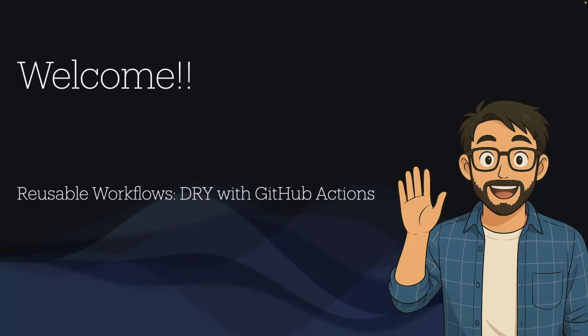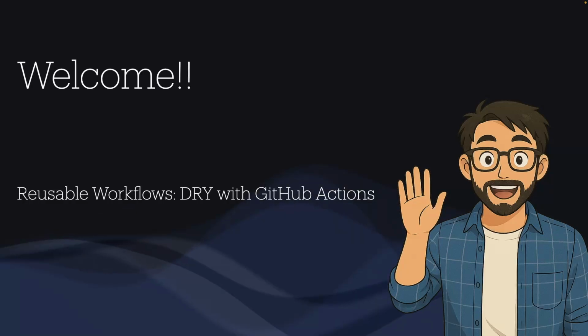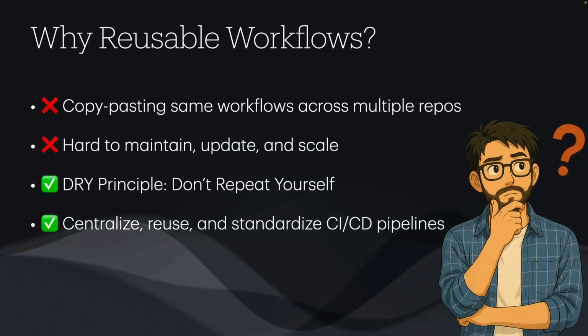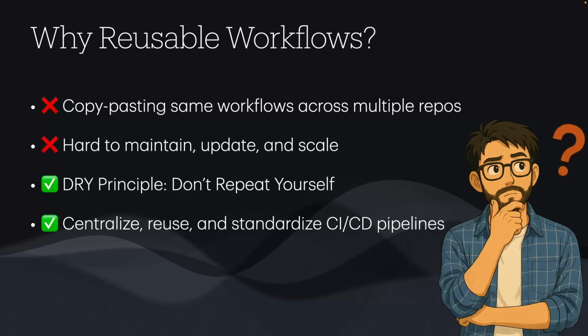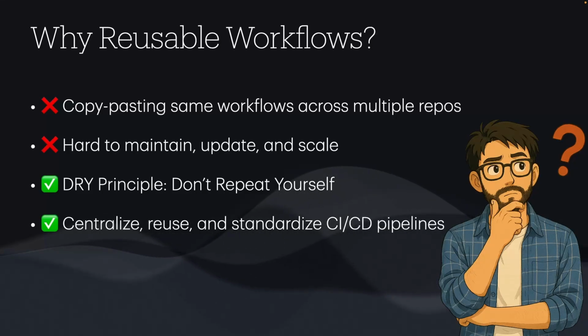So far you have learned how to trigger workflows, use actions, and set up a full CI/CD pipeline. But now it's time to refactor all the repetitive logic and reuse workflows across repos. In this video, I'll show you how to create reusable workflows in GitHub Actions using workflow_call, how to pass inputs, and how to call them from other projects, making your automation cleaner, DRYer, and easier to maintain.